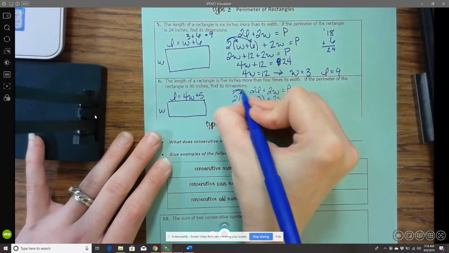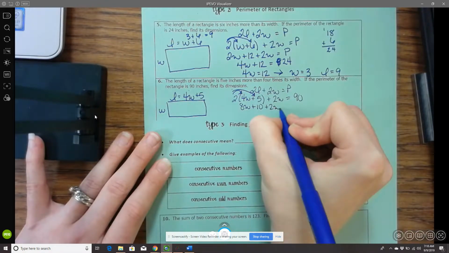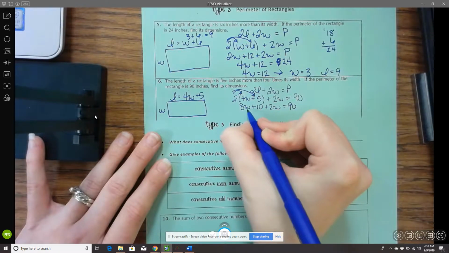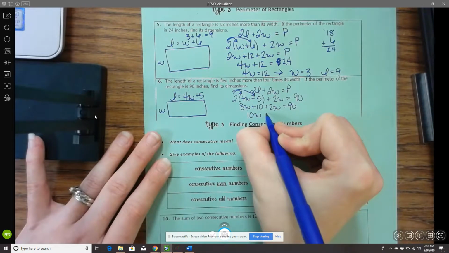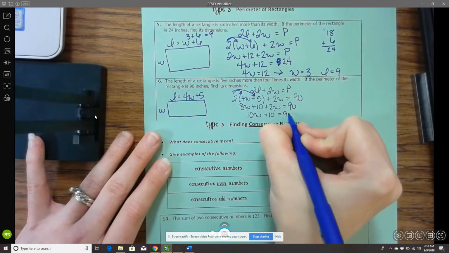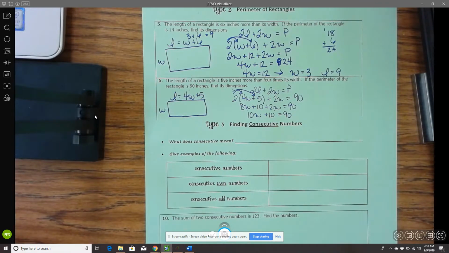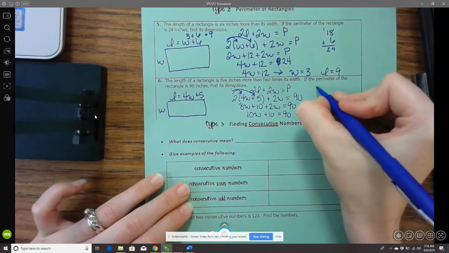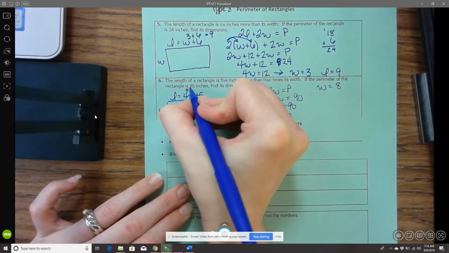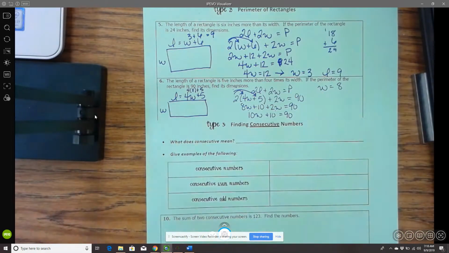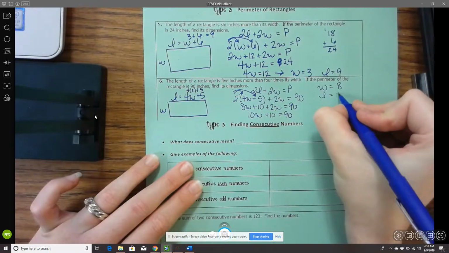So if we distribute here, we get 8w plus 10 plus 2w equals 90. Combine my like terms, so 10w plus 10 equals 90. And if I solve this here, so 90 minus 10 gives me an 80. 80 divided by 10 gives me an 8. So my width is going to equal 8. Plug this back in, so 4 times 8 plus 5 would give me a length of 37.